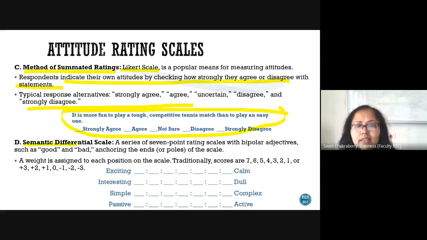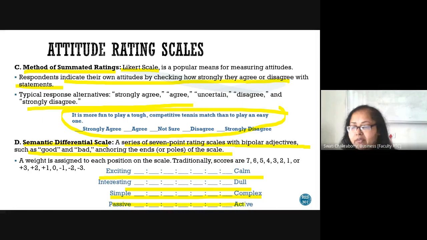Fourth is the semantic differential scale, a series of 7 point rating scales with bipolar adjectives such as good and bad anchoring the ends of the scales. You see this? Exciting, calm, opposite. Interesting, dull, simple, complex, passive, active, just opposite. And a weight is assigned to each position on the scale. So scores could be from 7 to 1, right? And because it's a 7 point scale, we can also go from +3 to -3.